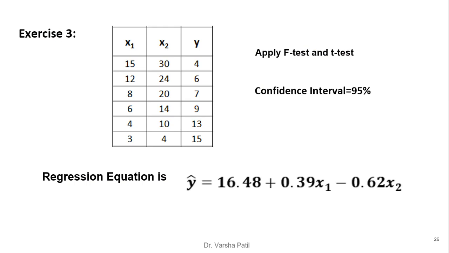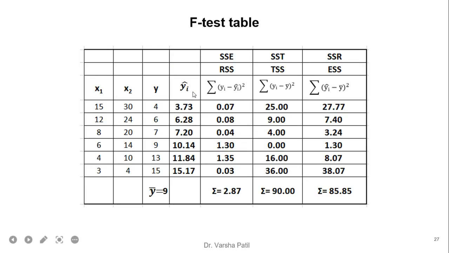Now go for exercise 3. Here again two independent variables are there. Apply the F test and T test. The confidence interval is again 95%. This is the regression equation for this set of data. Now all this you require to generate the F test table. Here F test table generation is very easy.